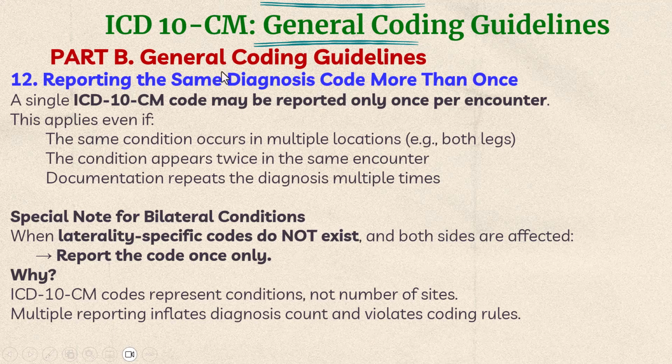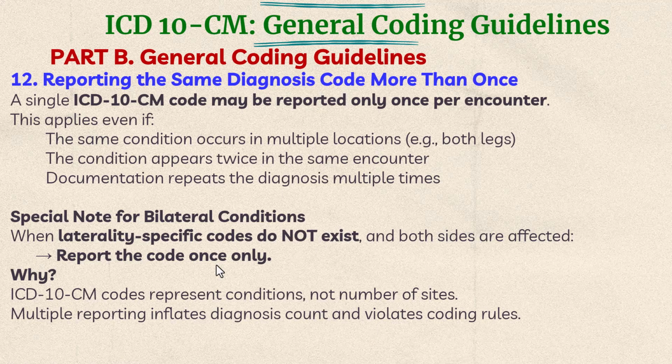Number 12, reporting the same diagnosis code more than once. A single ICD-10-CM code may be reported only once per encounter. This applies even if the same condition occurs in multiple locations, for example, both legs, or the condition appears twice in the same encounter, or the documentation repeats the diagnosis multiple times. So the special note for bilateral conditions: when laterality-specific codes do not exist and both sides are affected, report the code only once.